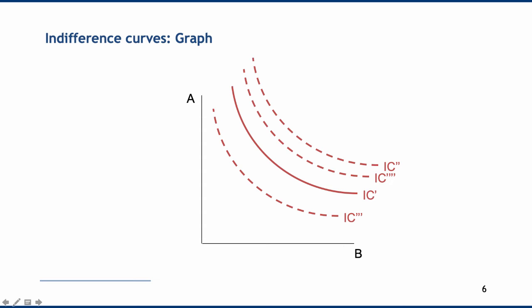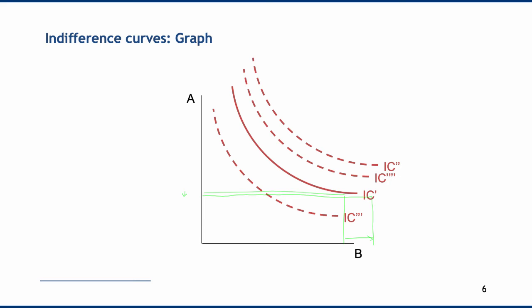In other words, if I'm up here somewhere and I'm currently consuming quite a large amount of good B relative to good A, then I'm very keen to get good A rather than additional units of good B. If I'm going to give up units of good B and receive more units of good A, you're going to have to give me an incredibly large amount of good B in order to compensate. I'm not willing to receive less units of good A unless you give me a very large amount of good B.